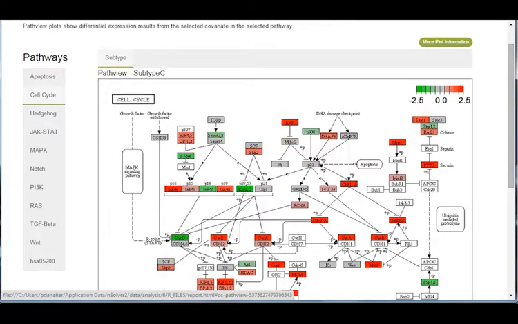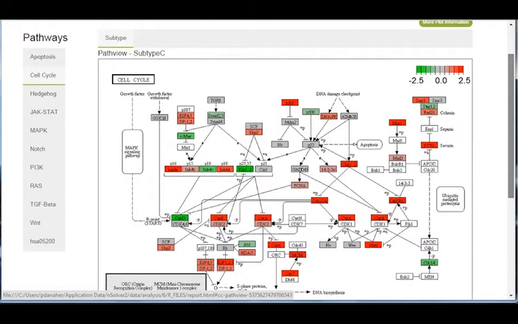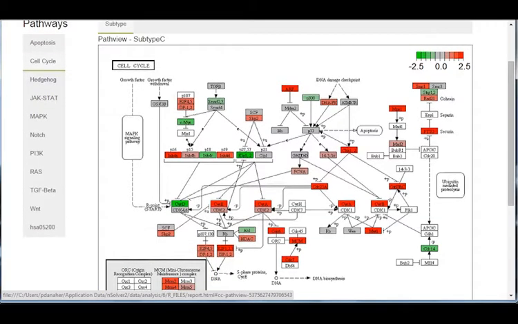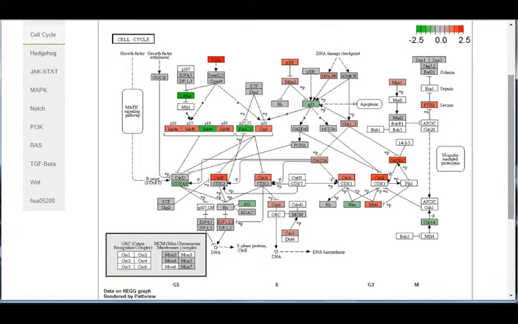Subtype C's particularly extensive upregulation of cell cycle genes is apparent here. Note the mini-chromosome maintenance complex. This family of genes is highly upregulated in subtype C, but not at all upregulated in subtype A.